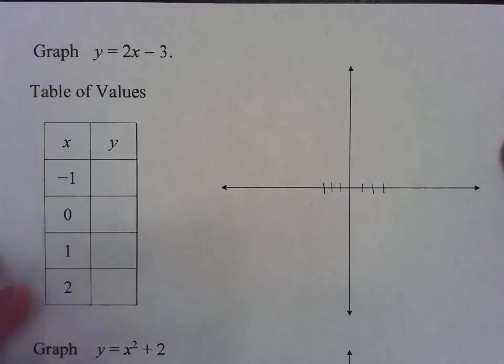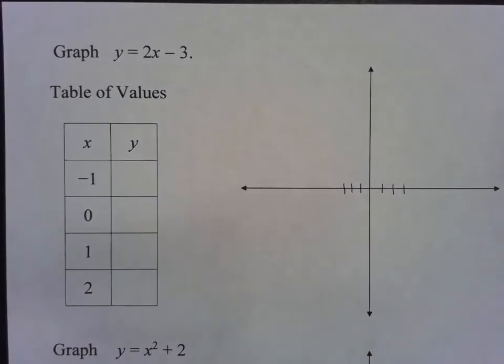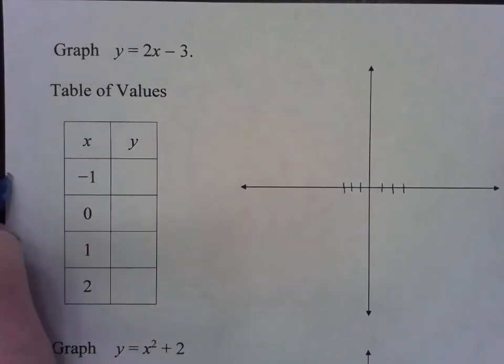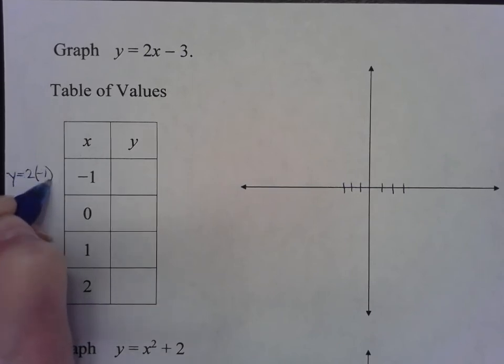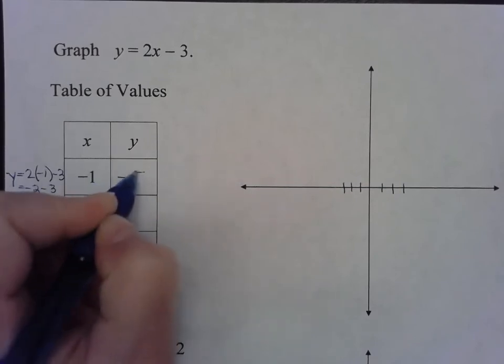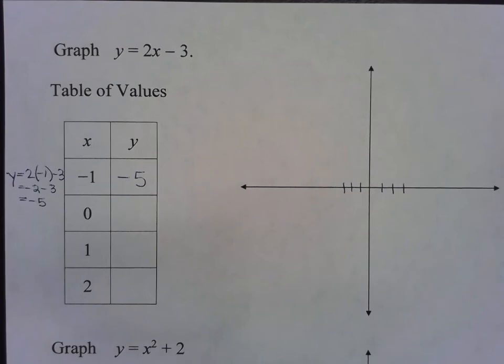To calculate the y values, I'm just going to take these numbers for x and plug them into my equation. So for example, if I plug in -1, I'm going to have 2 times -1 minus 3, which would be -2 minus 3, or -5. And that's going to give me the y value, right? And I could do that for all of these. I don't know if you need to see them written out. You're welcome to write them out, do them in your head, or do them in your calculator.